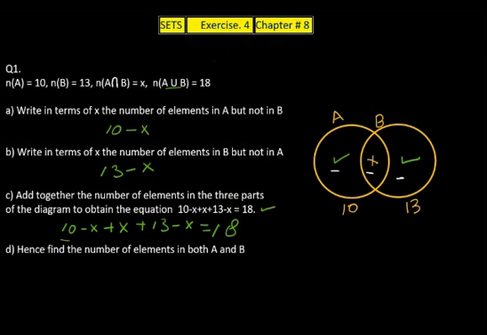And in the last part, part D, it says hence find the number of elements in both A and B. Now this word is actually giving us the hint. This word is called both. It means it's looking for this x because this is the both. It means it is the intersection.